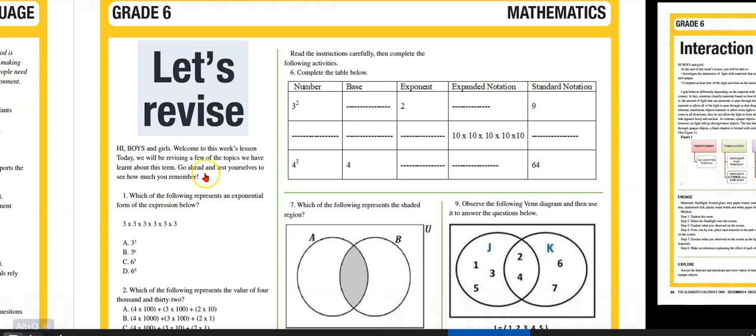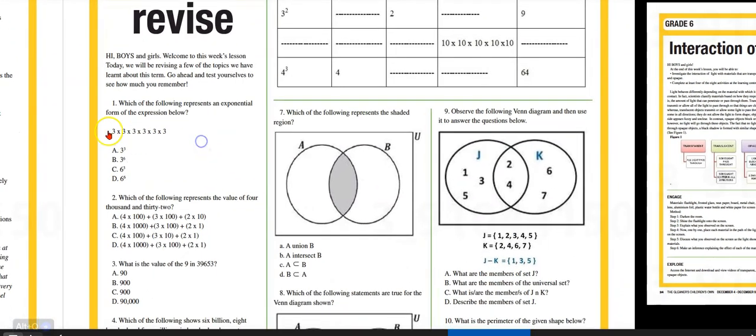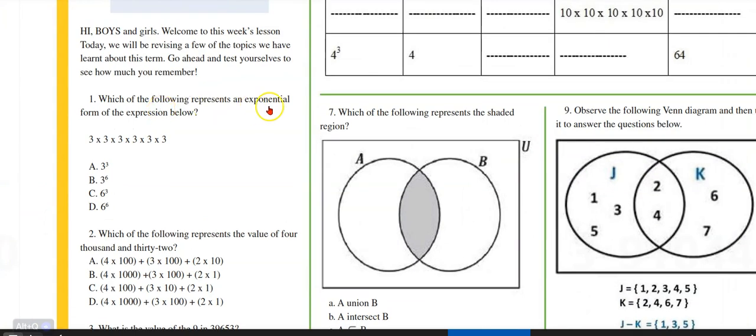So this is the last math lesson before our end of term quiz or test. Let's go with question number 1. Which of the following represents an exponential form of the expression below? So here I have 1, 2, 3, 4, 5, 6. Is it A, 3 to the third, B, 3 to the sixth, C, 6 to the third, or D, 6 to the sixth?